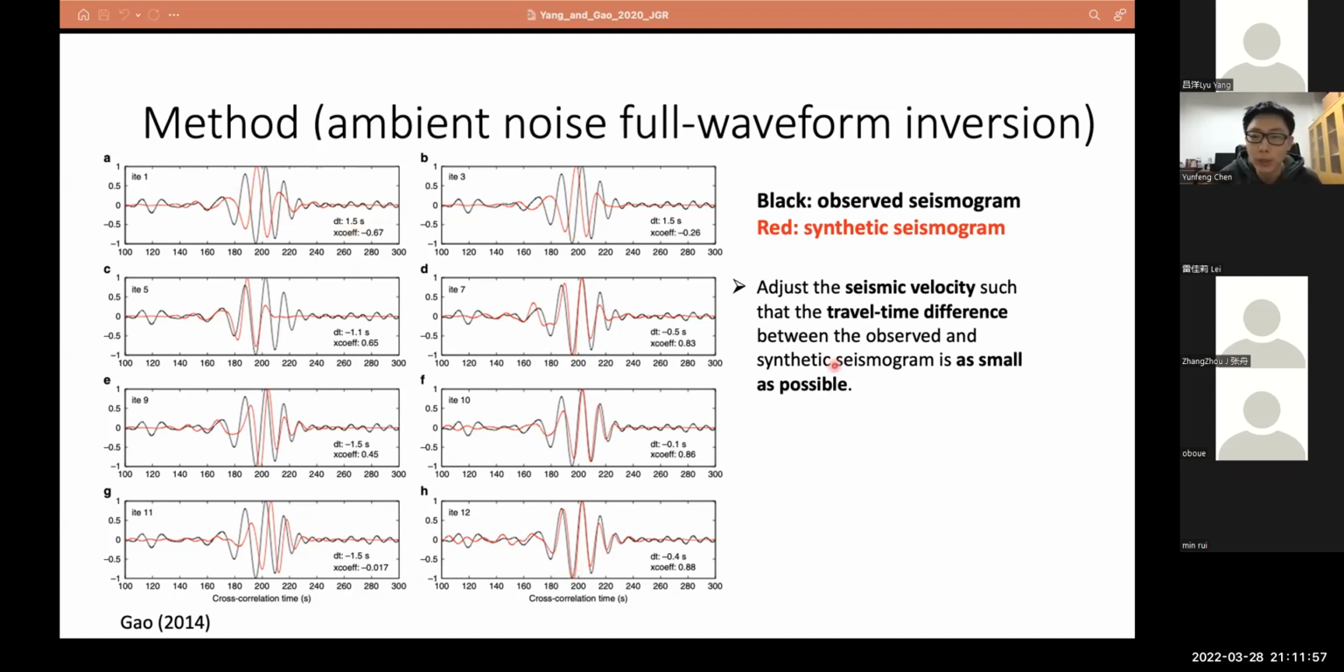So basically, I summarize the idea here. You just keep adjusting your seismic velocity model until the travel time difference or the shape of the waveform between the observed and synthetic seismogram is as small as possible. So that's the basic idea behind this seismic imaging method.